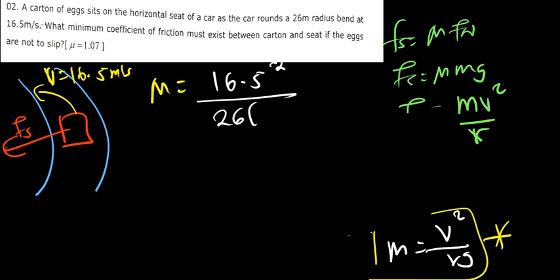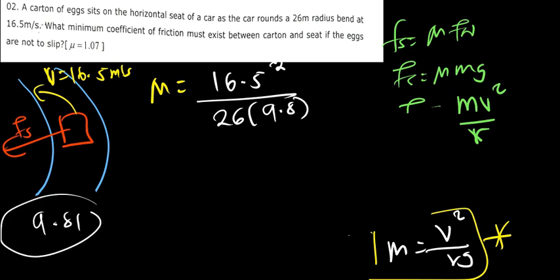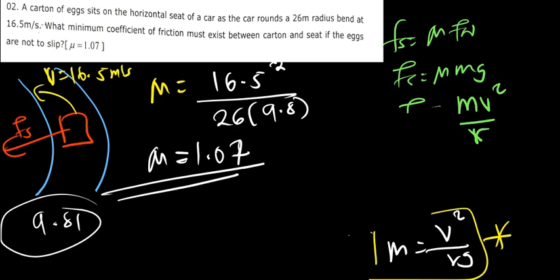Now, what is g? g is always 9.8, unless you have been told that g is 9.81, that's when you are going to use that. But if they don't mention anything, use 9.8. So 16.5 squared divided by open brackets 26 times 9.8, close the brackets. I'm getting 1.068, which is the same as mu being 1.07, which is the answer they found here.